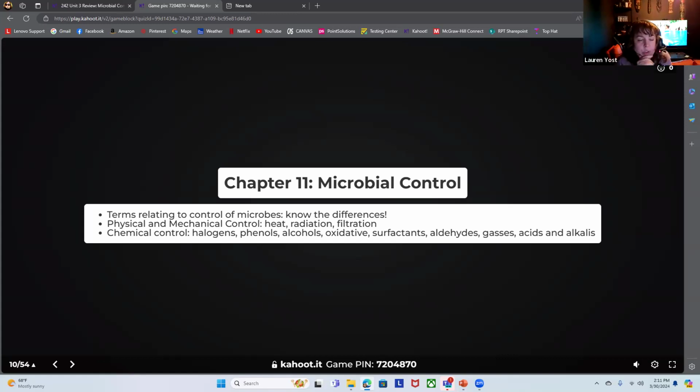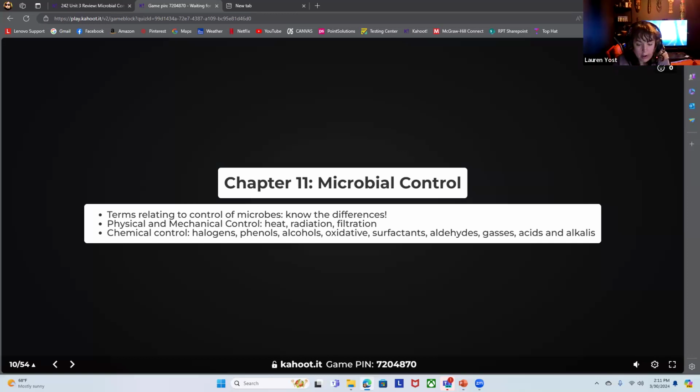Alcohols, of course, being isopropyl and ethanol. They do affect cell wall and cell membrane, and can coagulate proteins if there's enough water present, which is why 70% ethanol or isopropyl alcohol is more effective than 100%.